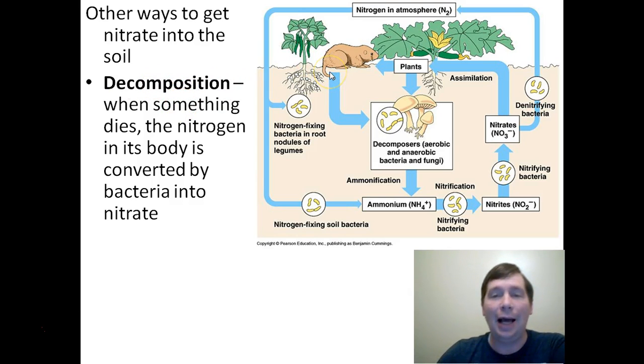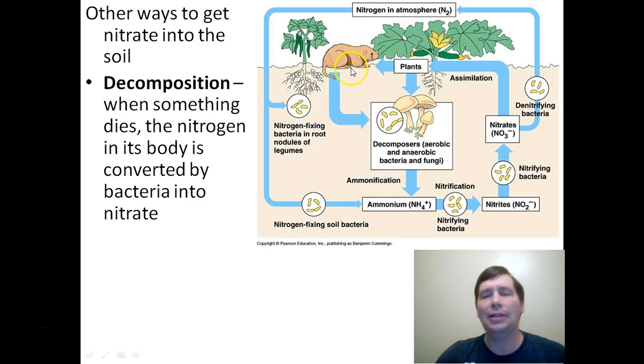When something dies, there's nitrogen in its body. Your body is about 12% nitrogen. When an animal dies or a plant dies, the nitrogen that is in its body is going to be released back into the soil. Now, what's going to happen is bacteria are going to take the nitrogen that is in that living thing and they're going to convert it back into nitrate.